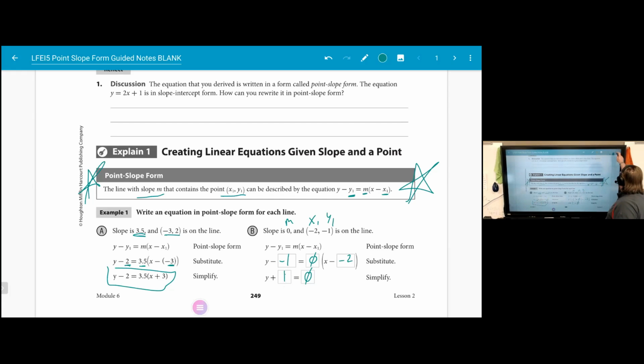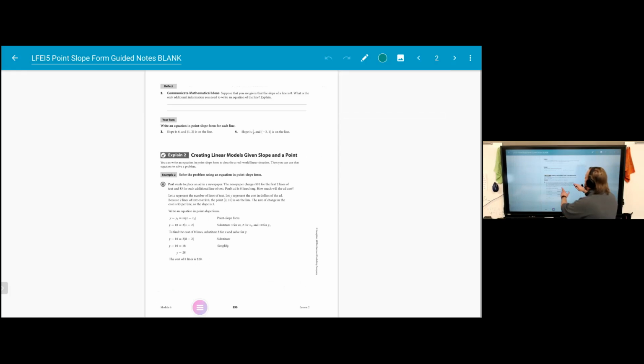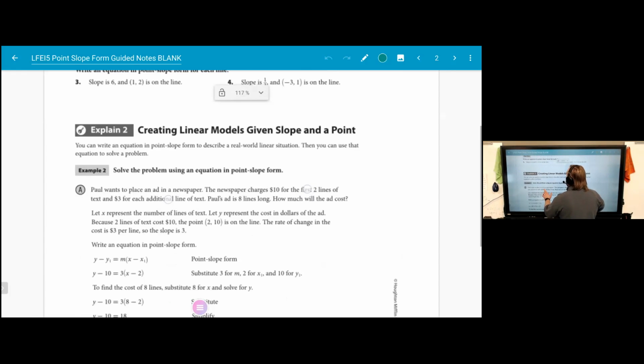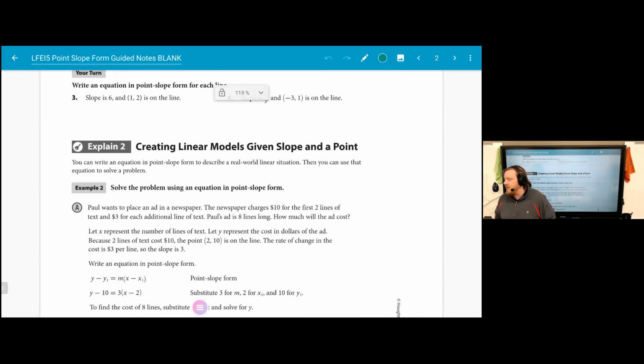Okay, here's your job. You've been given a slope, you've been given a point on the line. Pause it, try it, come back and check your answers.